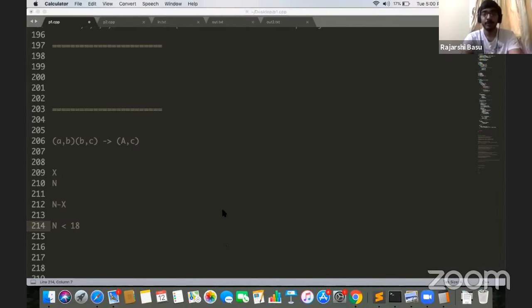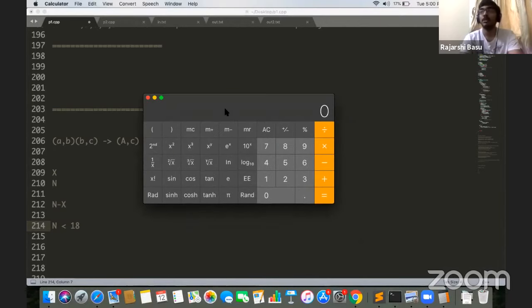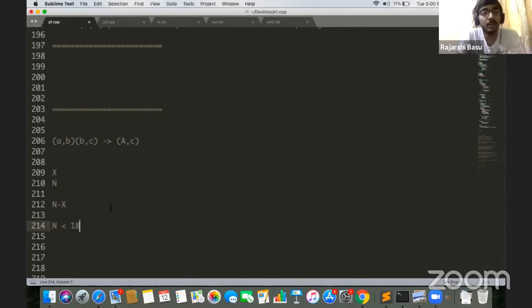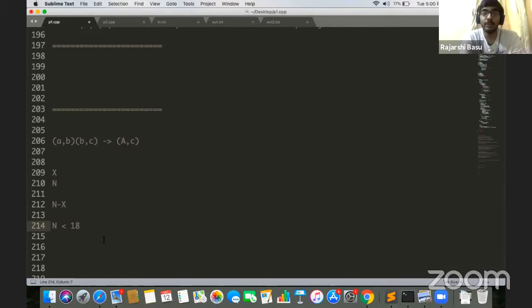So 2 to the power 18 should be something like 5e5. Let me just see. 2, 4, 8, 16, 16 into 4, right? Okay, 2e5. So not really much. So we can do something. The next idea that should come to our mind is doing something in bitmask DP.